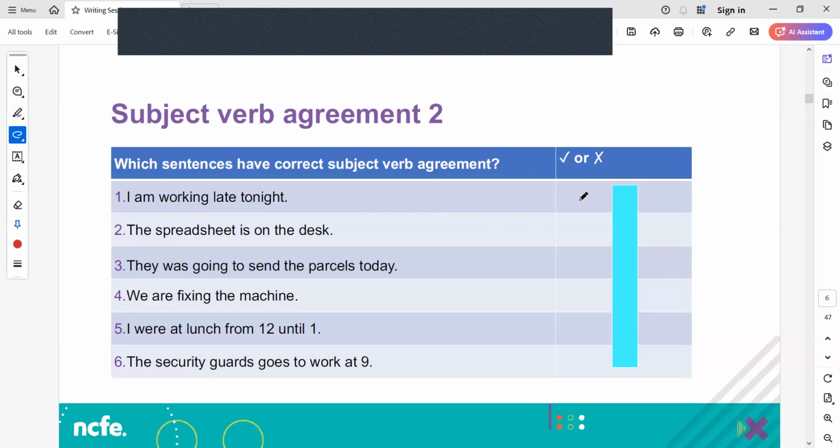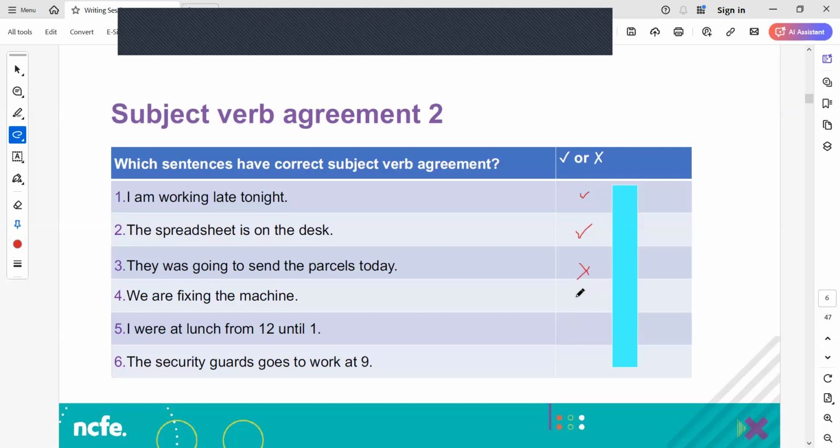Okay, the spreadsheet is on the desk. Correct, yeah. They was going to send the parcels today. Wrong. What should it be? They were. Good, well done.